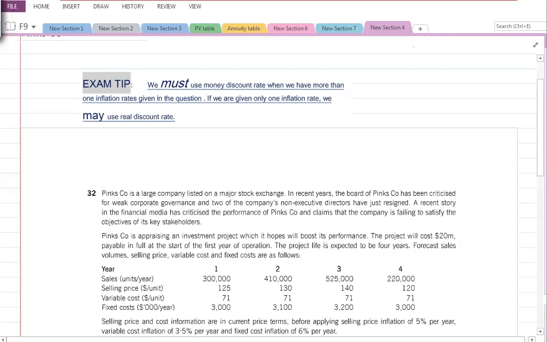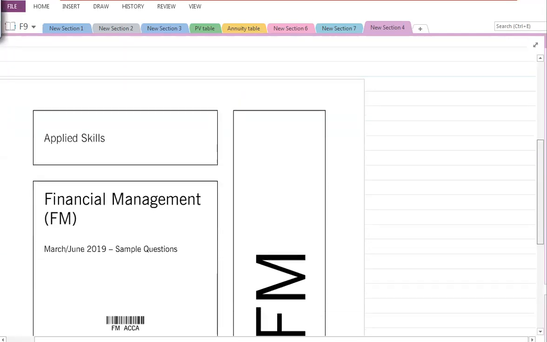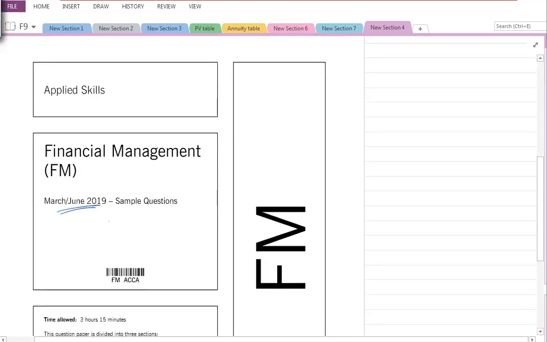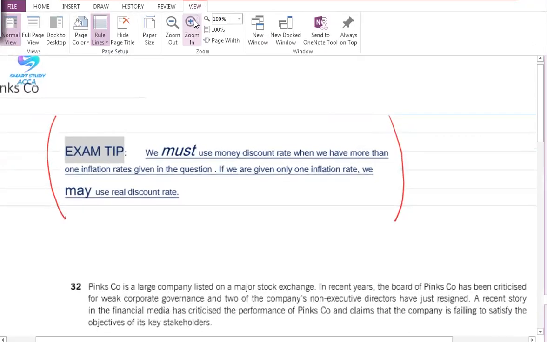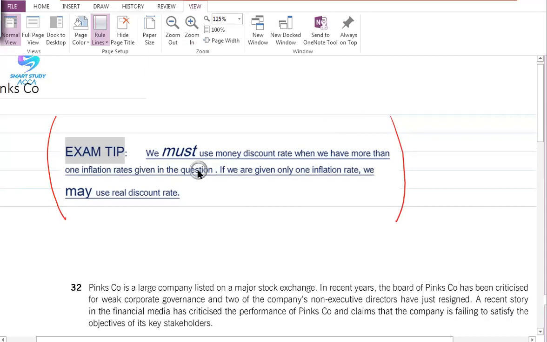Okay, let's do a question called Pinksco, which is from the March and June 2019 sample questions. This question is on real versus money analysis. The reason I'm doing this question is that, if you remember, in your notes I said you have the exam tip: we must use the money discount rate when we have more than one inflation rate given in the question. So when we have more than one inflation rate, we use the money discount rate.